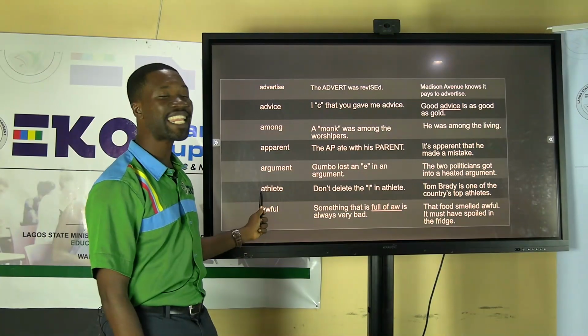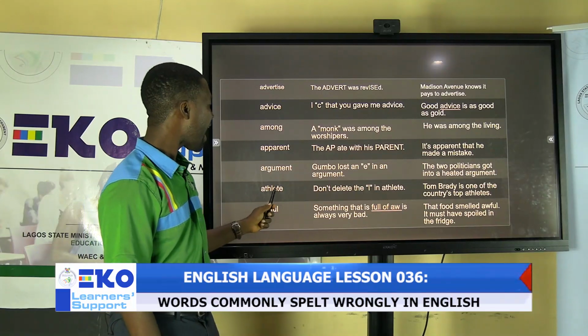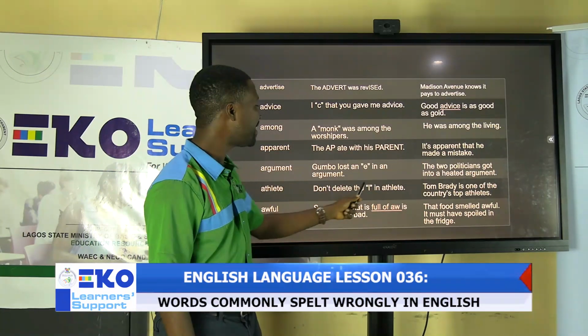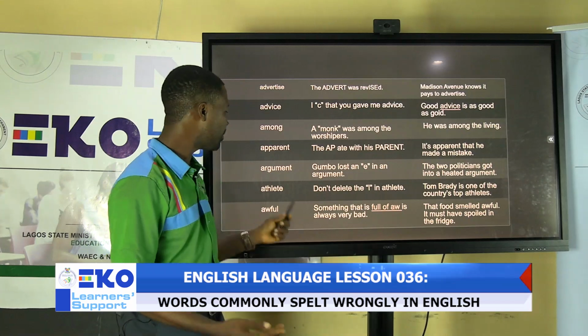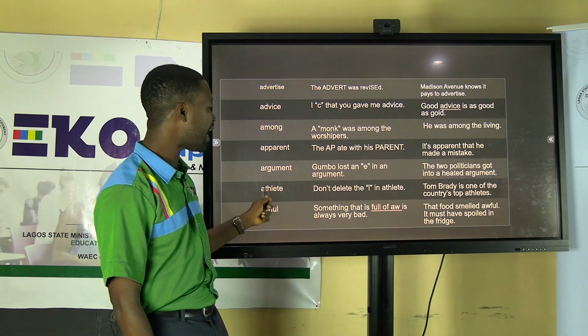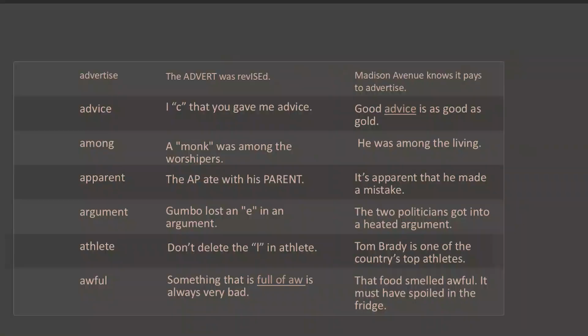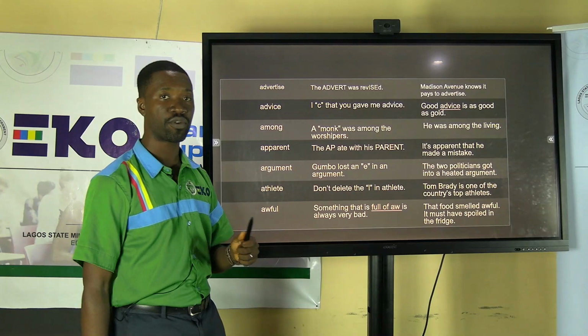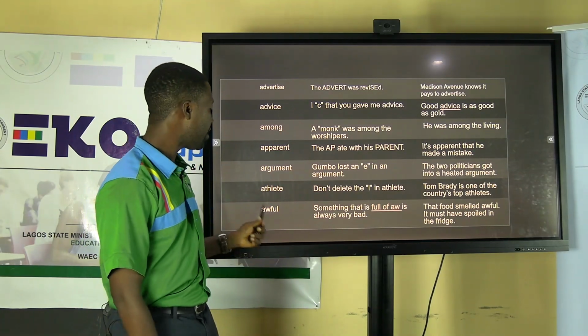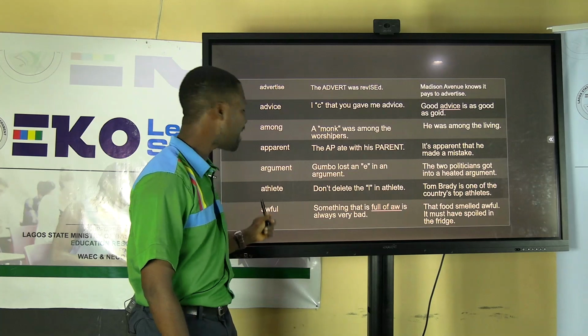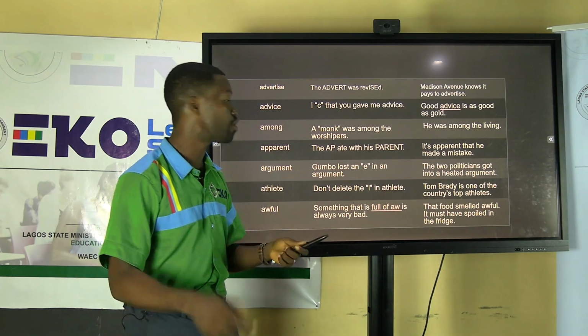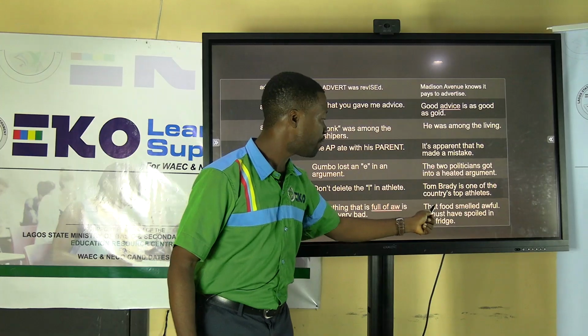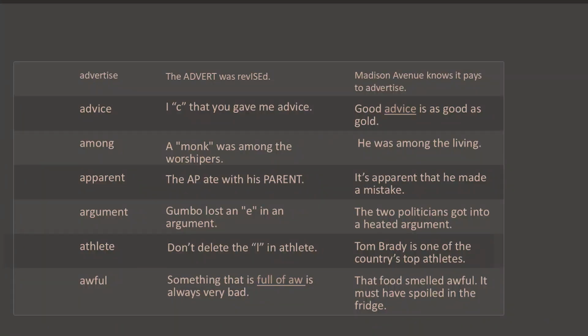The next word is athlete. Athlete is spelled with the L. Many times I've noticed students delete the L and just spell without it. For example, Tom Brady is one of the country's top athletes. And the next one we have here is awful. Awful is spelled A-W-F-U-L, not A-W-E, like some students would spell. Example, that food smelled awful. It must have spoiled in the fridge.